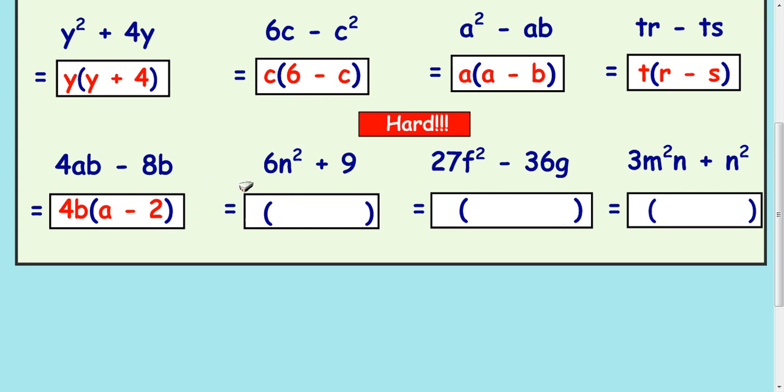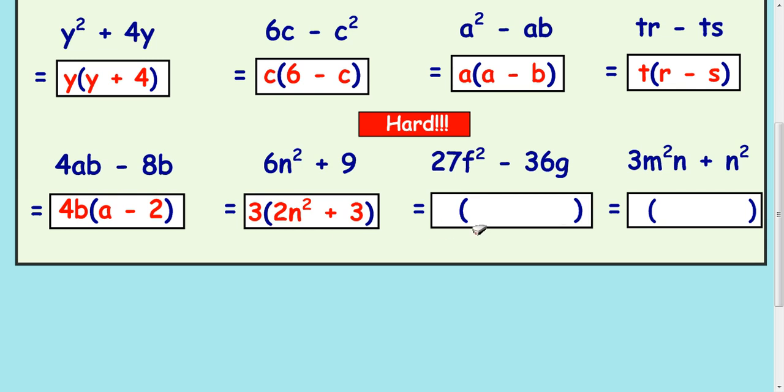Looking at this one, there's a 6n squared plus 9, so there's not an n in both bits, so I can't take that out, but I can take 3 out as a common factor. 3 times what makes 6n squared? Well, I need a 2 to make the 6, and I need the n squared there, so that all multiplies to give me this. A plus, and 3 lots of 3 make 9.